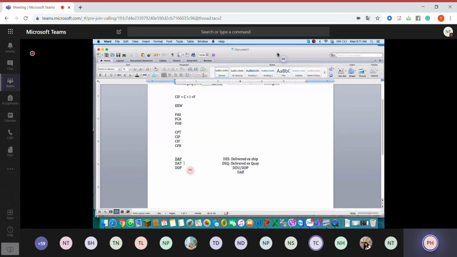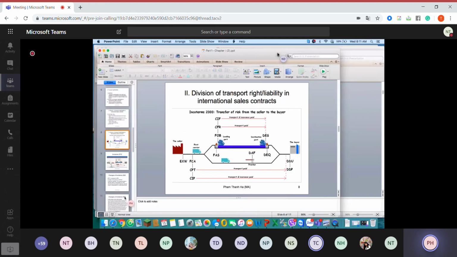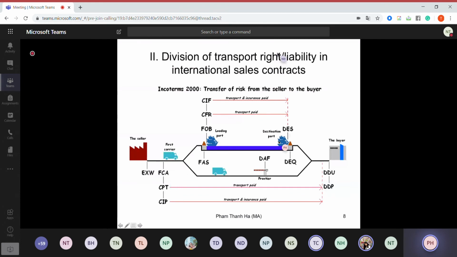And of course, for the DAT, the seller is only considered to have fulfilled his responsibility when he has unloaded the goods from the transportation mode and delivered the goods to the buyer. So that's the main difference. So the reason why we have such differences, let's come back to my slide here. Please take a look again at this diagram.